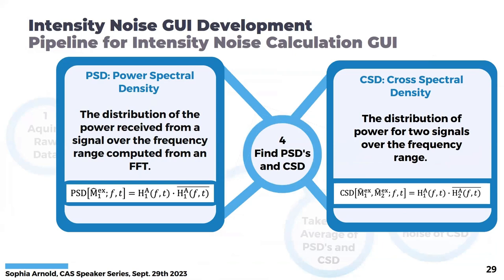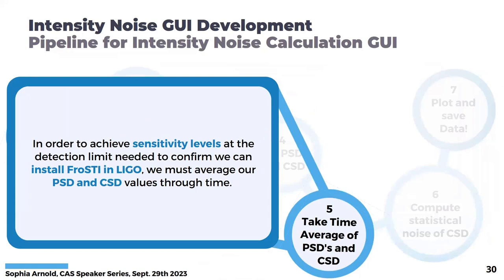So next, we took the power spectral density and the cross spectral density, and I will finally define this for you guys. The power spectral density is the distribution of power received from a signal over the frequency range computed from a fast Fourier transform, and the cross spectral density is the distribution of power for two signals over that frequency range. So these tools were really, really helpful, and we wouldn't have been able to do this project without them. So then we needed to take the time average of these values, because that's the entire way that we're going to be able to achieve this sensitivity and actually be able to confirm that we can install Frosty in LIGO and not have it effectively destroy the entire system with its noise.